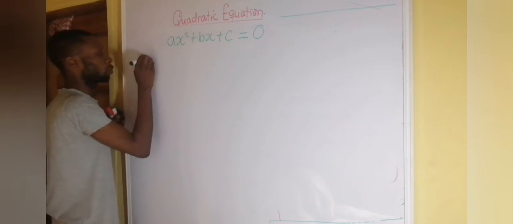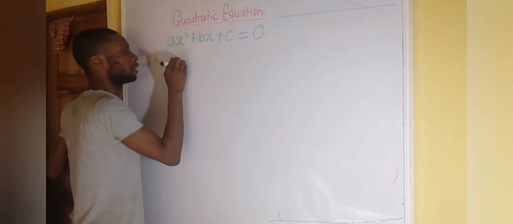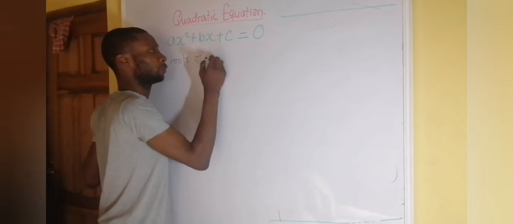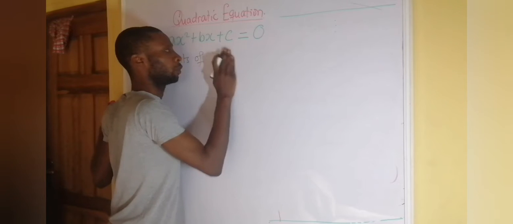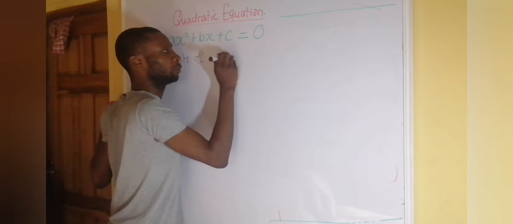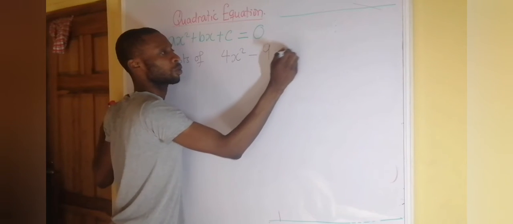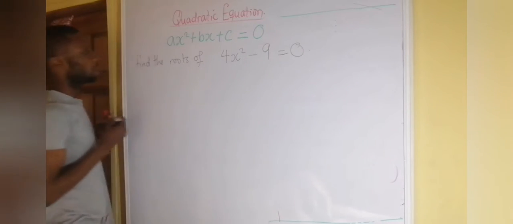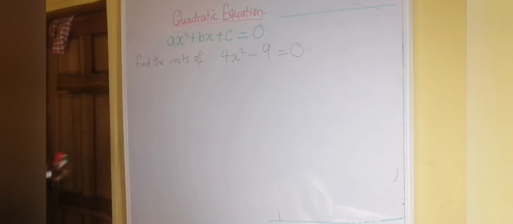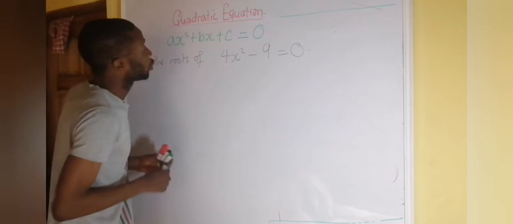Find the roots of 4x squared minus 9 equals 0. I want to find the roots of this, which means I should find the values of x.